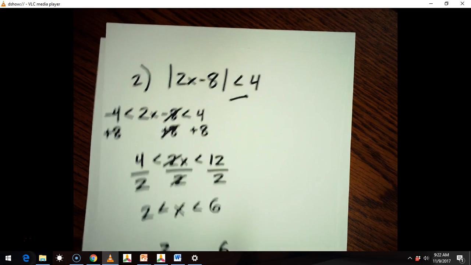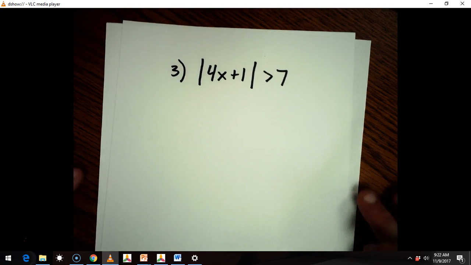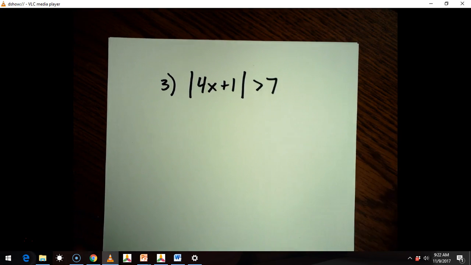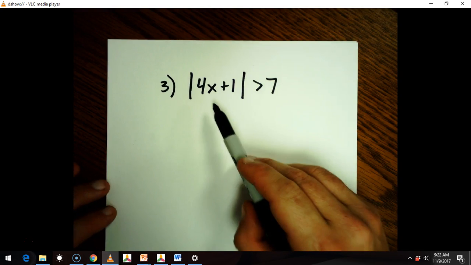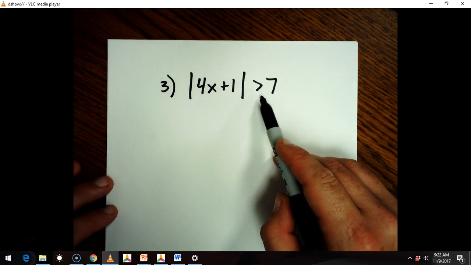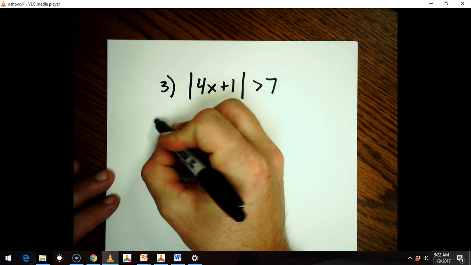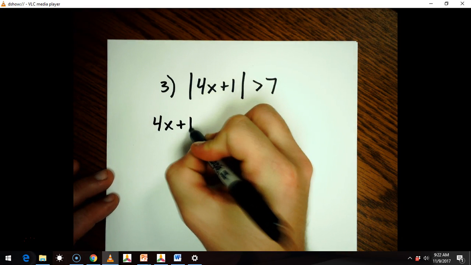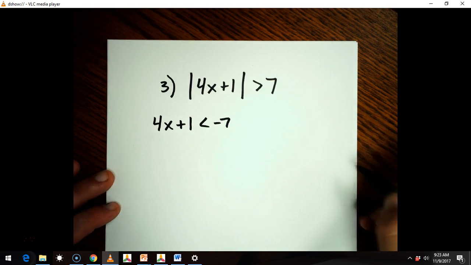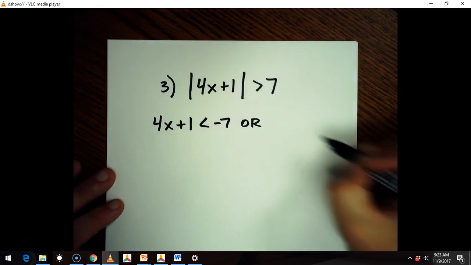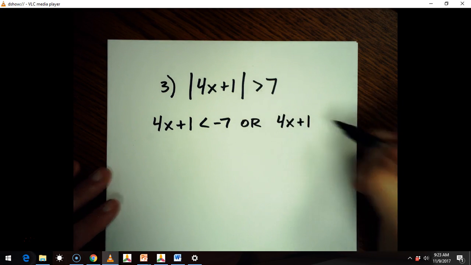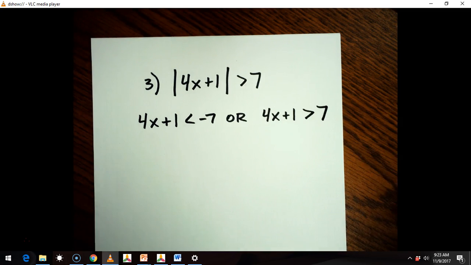The third kind of example is similar to the last one, except we're going to work with greater than. Alright, so we're looking at what value of x, when I multiply by 4 and add 1, is it greater than 7 away from 0? So I'm going to set up two different inequalities. 4x plus 1 has to be less than negative 7, or 4x plus 1 has to be greater than 7. Because I want to go in opposite directions, so it's got to be less than negative 7 and greater than 7. Both of those, negative 7 and 7, are of course 7 away from 0.